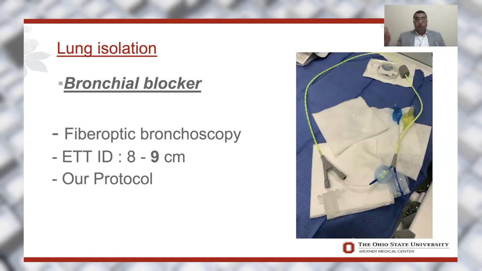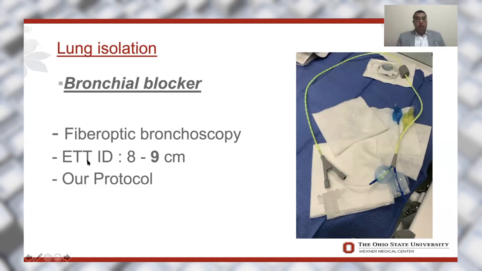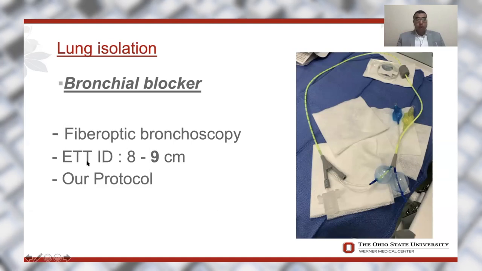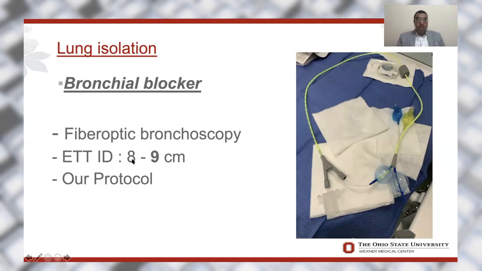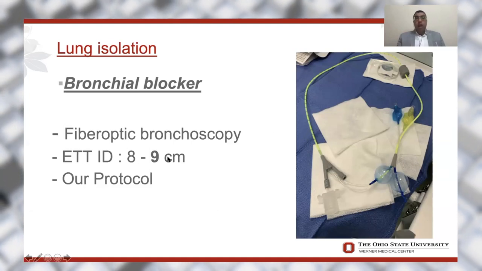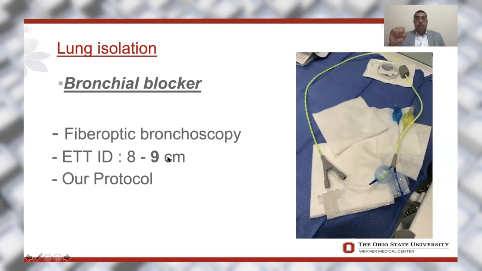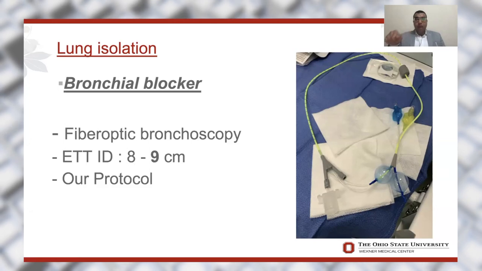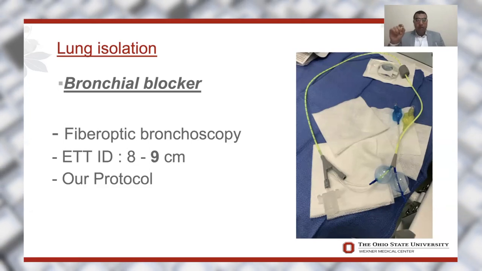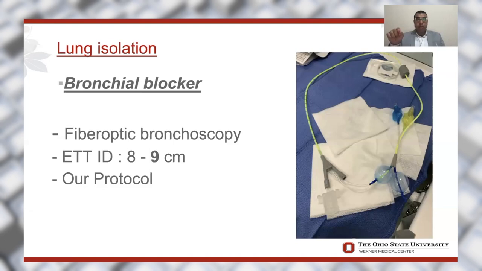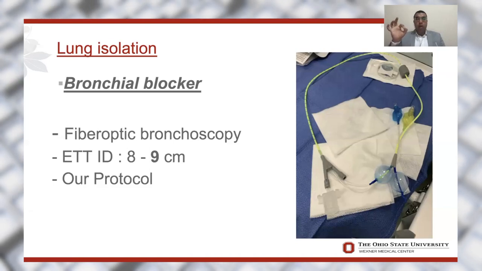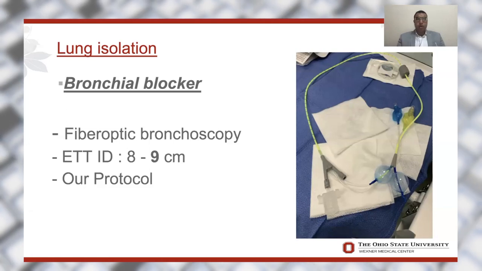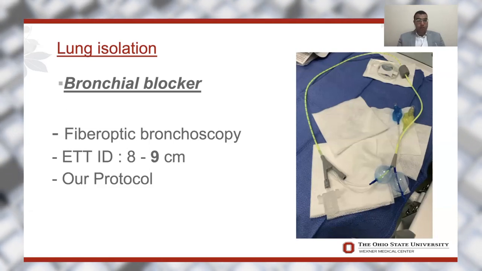So it's called the EZ blocker. Now, what's our protocol at Ohio State University? We put in a single endotracheal tube, no more double lumen tube, but with a wider diameter, maybe 8 to 9. There is room for both the fiber optic and the bronchial blocker. So we need a wide-bore endotracheal tube. And this is the protocol which is settled right now.